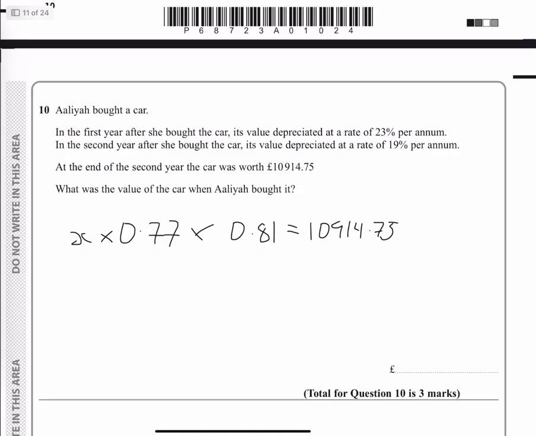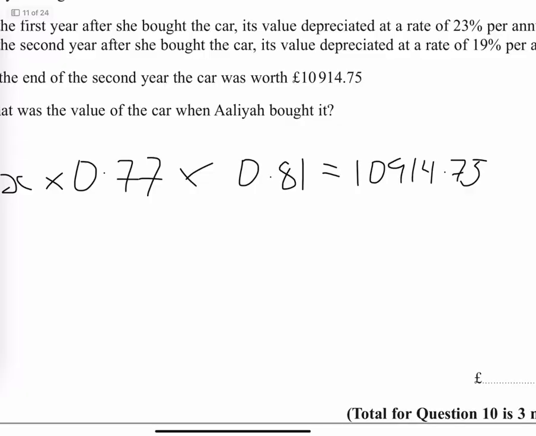If you write it like this, you're not going to get confused when you're timesing and dividing with 1 minus and 1 over, yeah? So I think this is the easiest way to do it. So let's type that into my calculator. 10,914.75 divided by 0.81, and we also want to divide it by 0.77. Again, make sure you type that into your calculator right to get x equals 17,500.